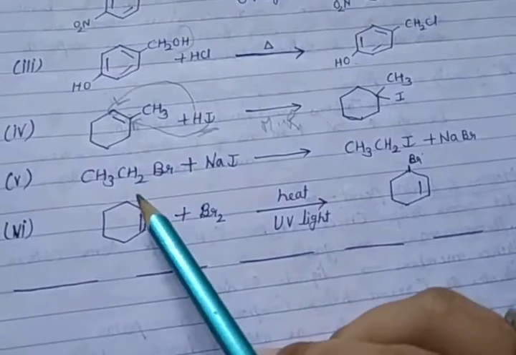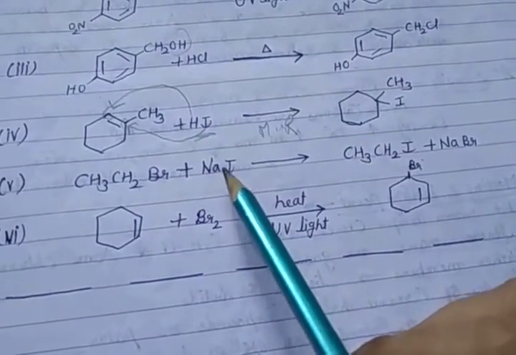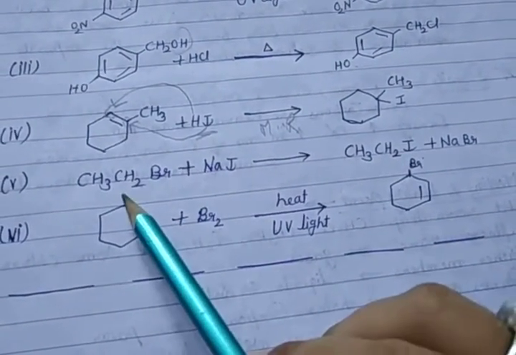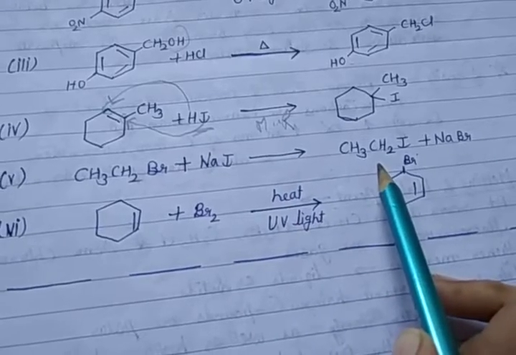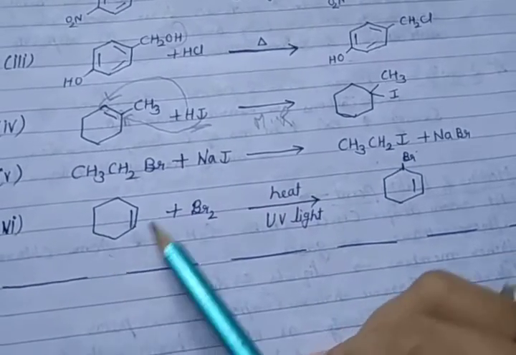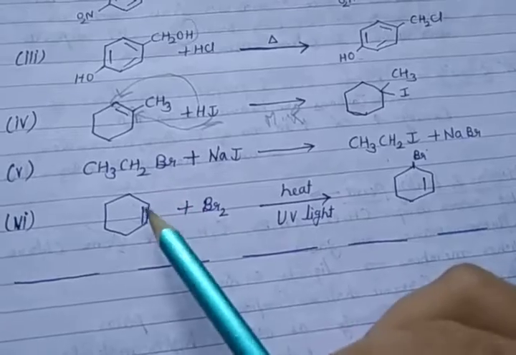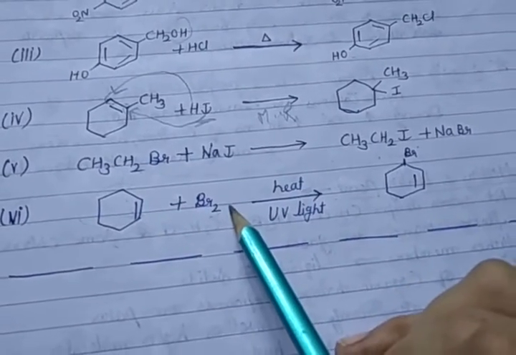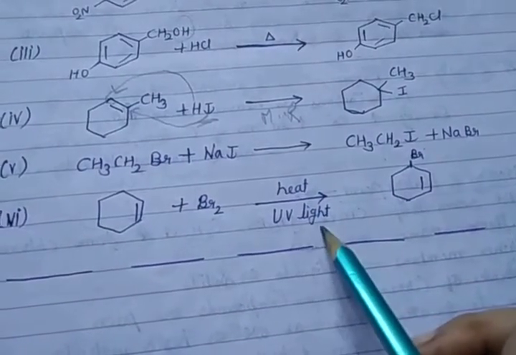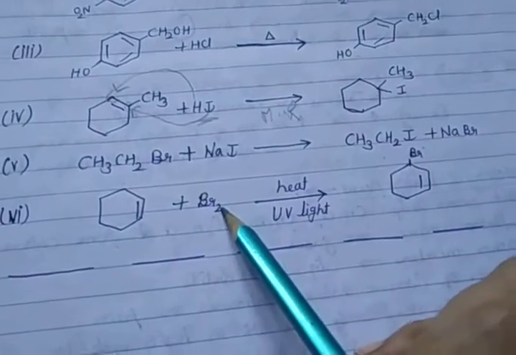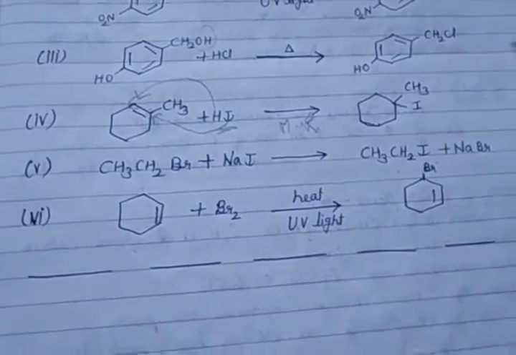Okay, then CH3 CH2 Br and NaI. So NaBr leaves out and then I attaches, so iodomethane is formed. Then cyclohexene reacts with Br2 under heat and UV light. So Br directly attaches. Okay, so these are the 6 reactions.